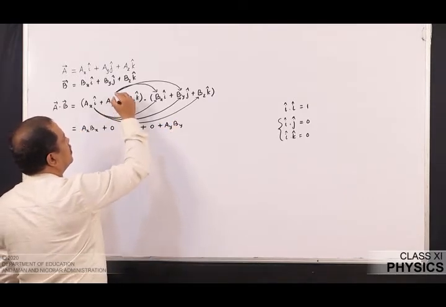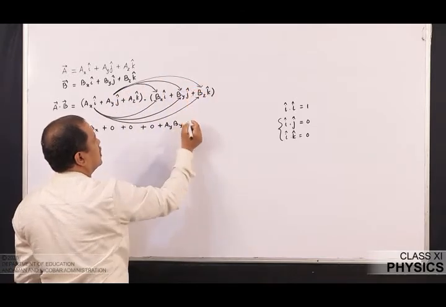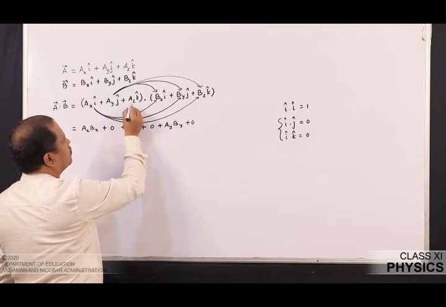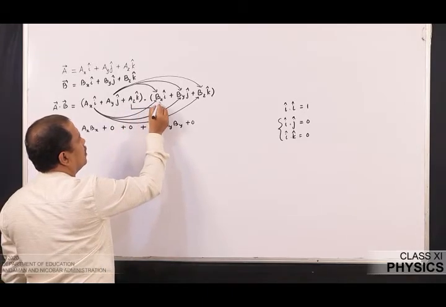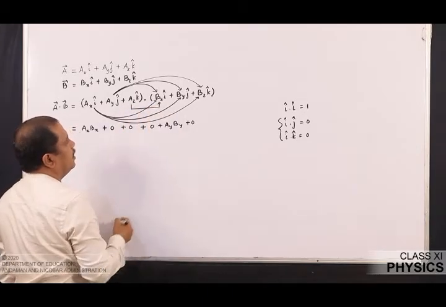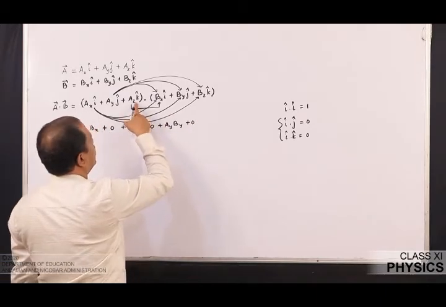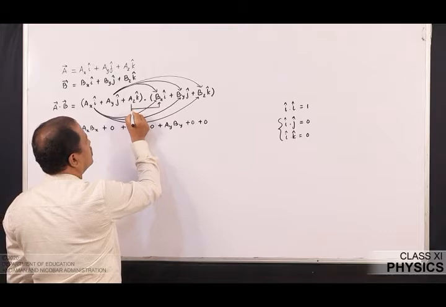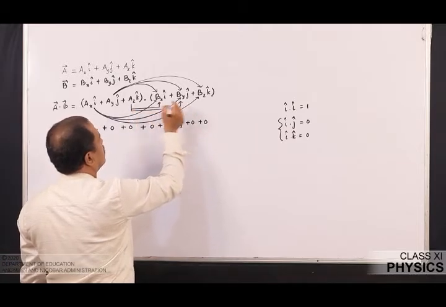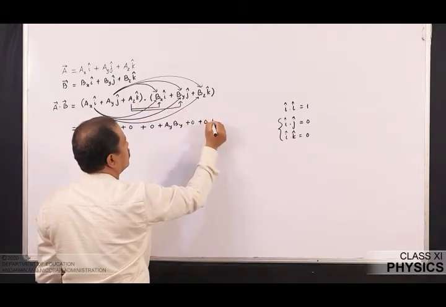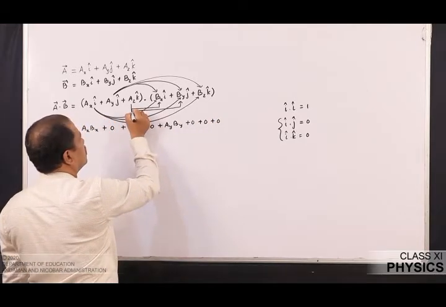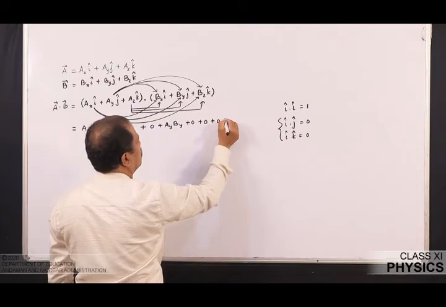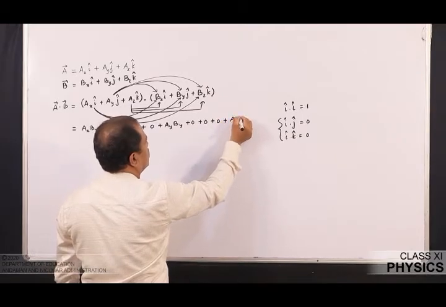Similarly, the third term I am going to get this as 0. Next I am going to take this one, which is multiplied with this. So I have plus k dot i, it is going to be 0 once again. Then if I take the second term with this, k dot j is going to be 0, and I am taking the third term, k dot k is 1. So I will be left with Az Bz.